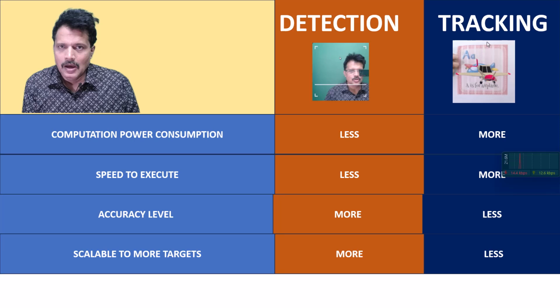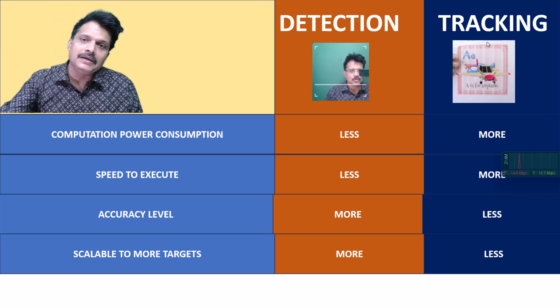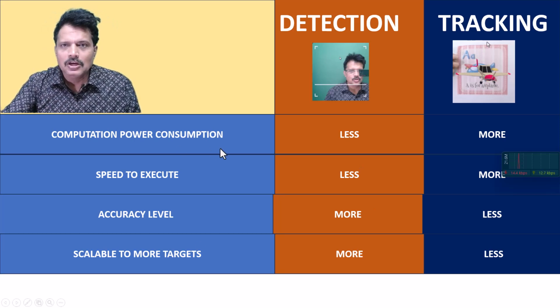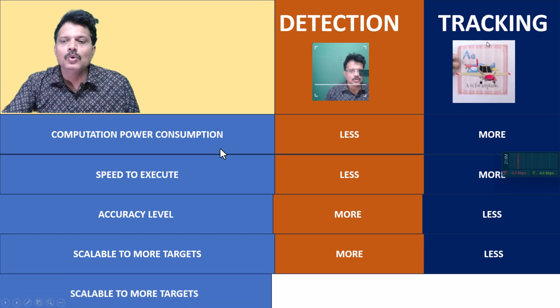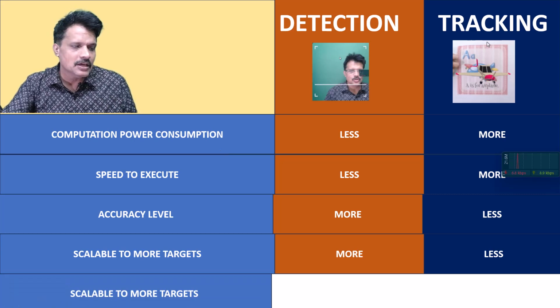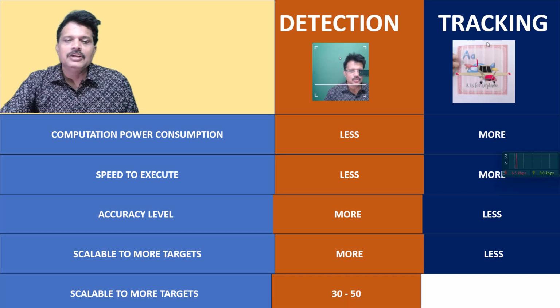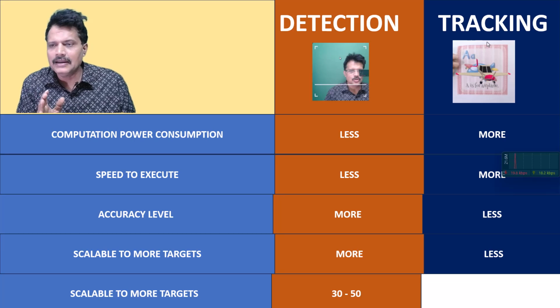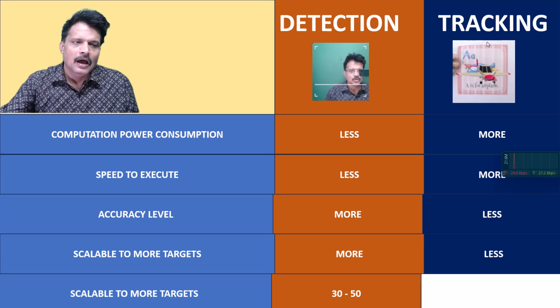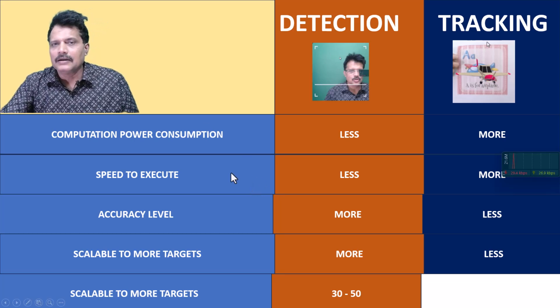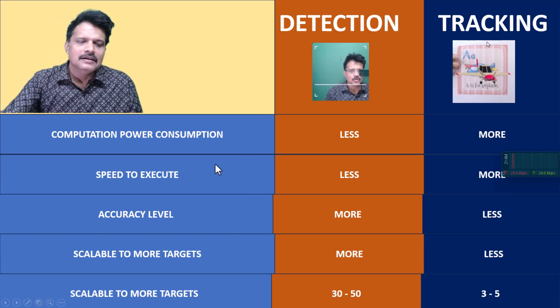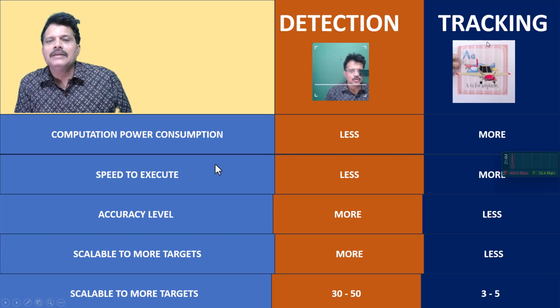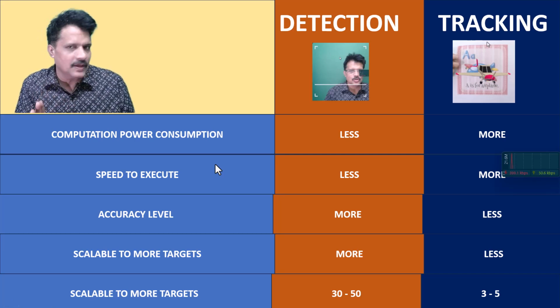But for all practical applications, always see that your models, that is scalability, practically if you consider, should be 30 to 50. That's the maximum number of images that you can allot. And in case of tracking, make sure you don't have more than 3 to 5 images.